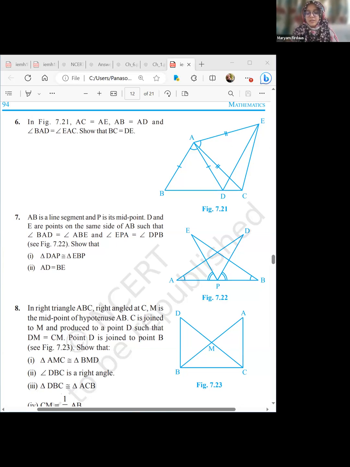So this is called CPCT for short. This is corresponding parts of congruent triangles are equal. Therefore, BC is equal to DE.